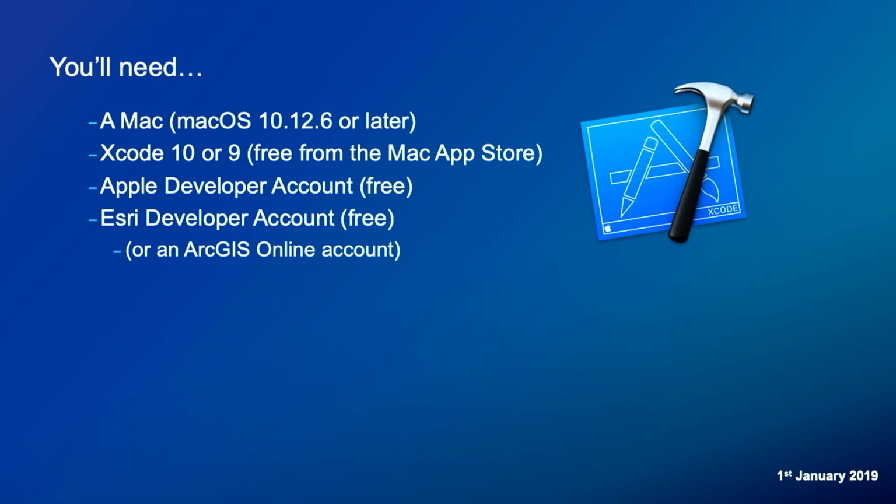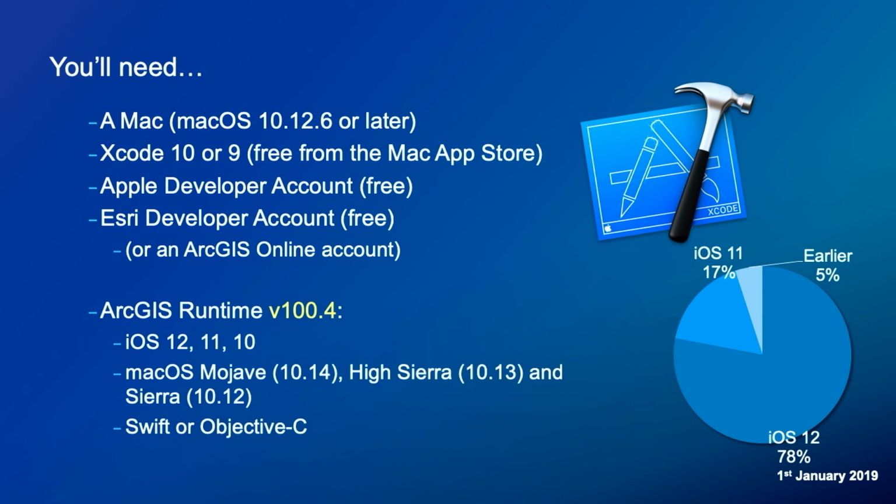And you'll need to get a free Esri developer account, or if you have an ArcGIS Online account, you can use that so that you can download the SDK and start using it. The latest version of ArcGIS Runtime available is version 100.4 that was released in the winter.